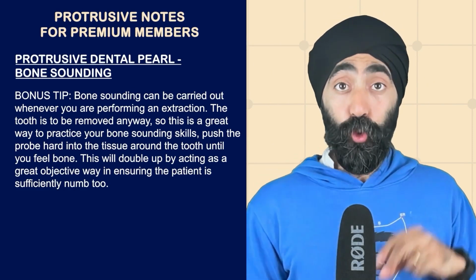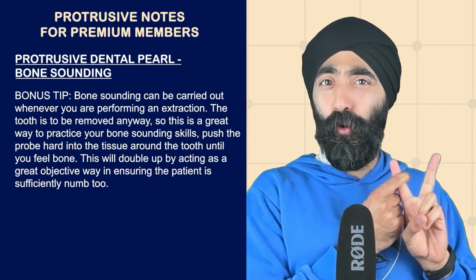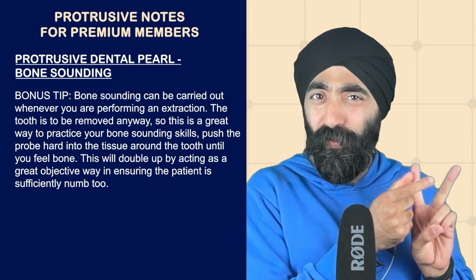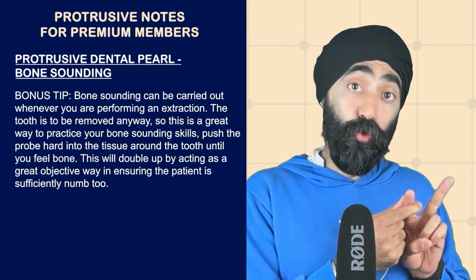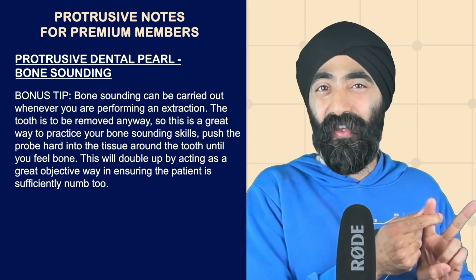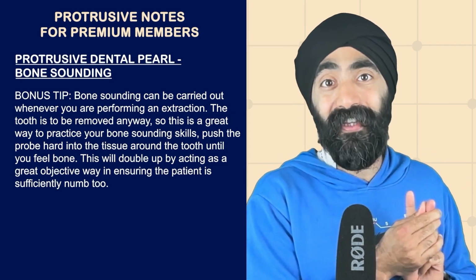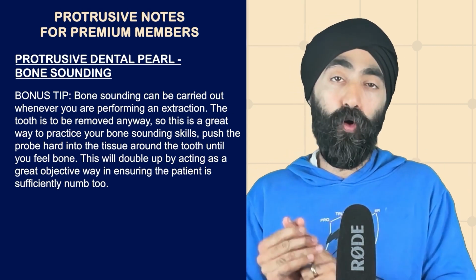So two benefits here. One, it gives you practice of bone sounding. If it's not something that you're used to, it gives you that skill, that tactile feel of what it feels like to feel bone. So when you do a future case of functional crown lengthening, you are more likely to get an accurate measurement. And two, it's a great way to check that you've got objective anesthesia from the tooth you're extracting.